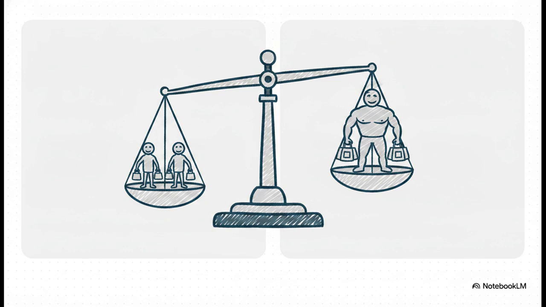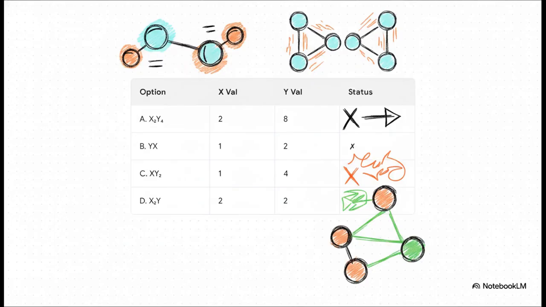It's perfectly balanced. Think of it like a really simple analogy. 2 people carrying 1 grocery bag each perfectly balances out 1 strong person carrying 2 bags. It is just perfect equilibrium. So let's systematically eliminate the wrong options from the exam by checking for that exact balance we just talked about.